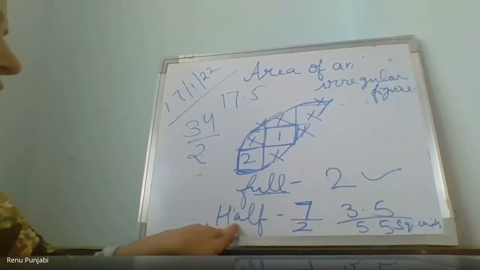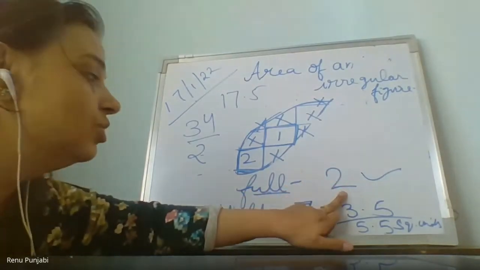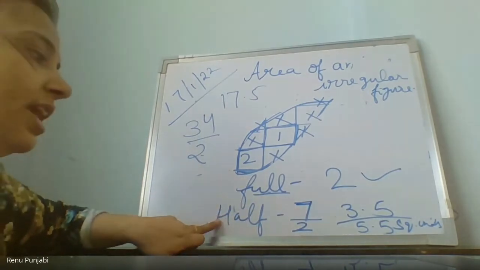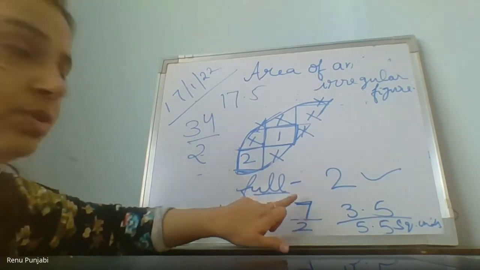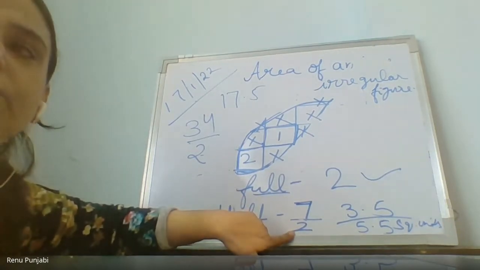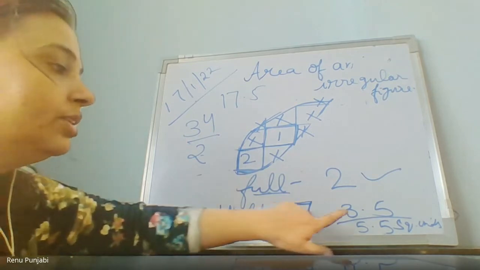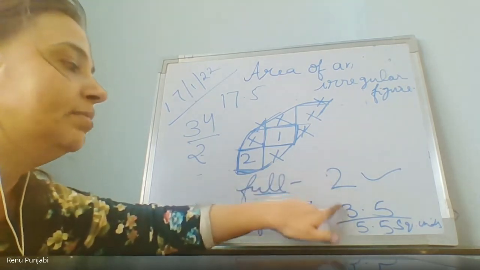How does the answer come to 5.5? It will be 3.5. First we counted how many full squares there are, which are 2. Then we counted how many halves there are, which are 7, and we need to convert these halves into full by dividing by 2. Whenever we convert the half into the full, always divide by 2. So it is 3.5. Now please add them both: 5.5.